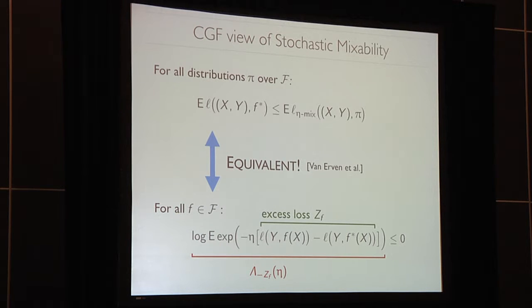And of course, the CGF is very important for concentration properties, and so you might imagine that we could leverage this to get the fast rate if things match up in the right way. And it turns out that this is true. So for the rest of the talk, I'm going to be using this quite a bit. Just remember, lambda negative Z_F of eta is the CGF of the negative excess loss evaluated at eta. And there'll be some pictures later to tie this together.